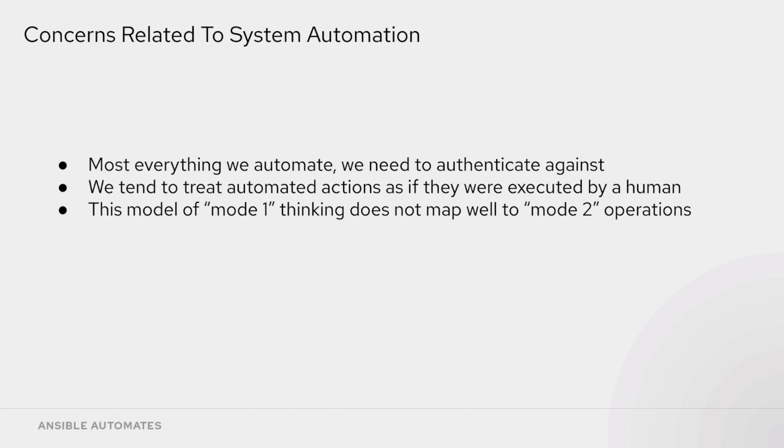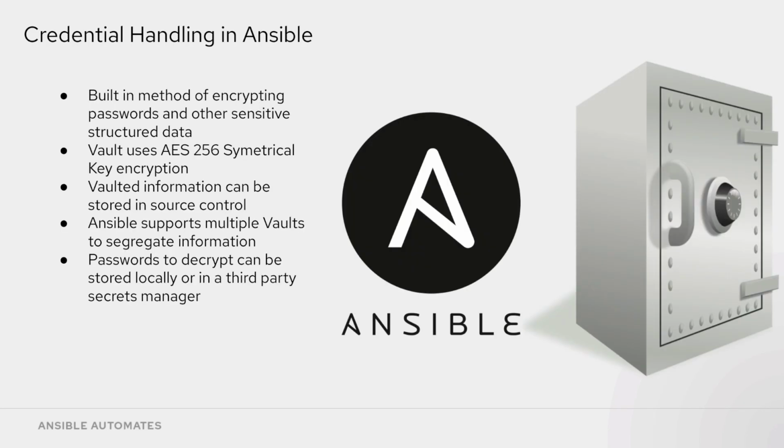Because the third data point here is that this mode one way of doing things, of trying to make it easy for human beings to do and to replicate, doesn't map well to mode two operations, things that need to be done at so-called cloud scale, spinning up hundreds or thousands of virtual machines and containers, tying them all together and authenticating back against the database and things of that nature. So in order to make this more automatable, we need a way of handling our credentials. And the first thing we have here is Ansible Vault.